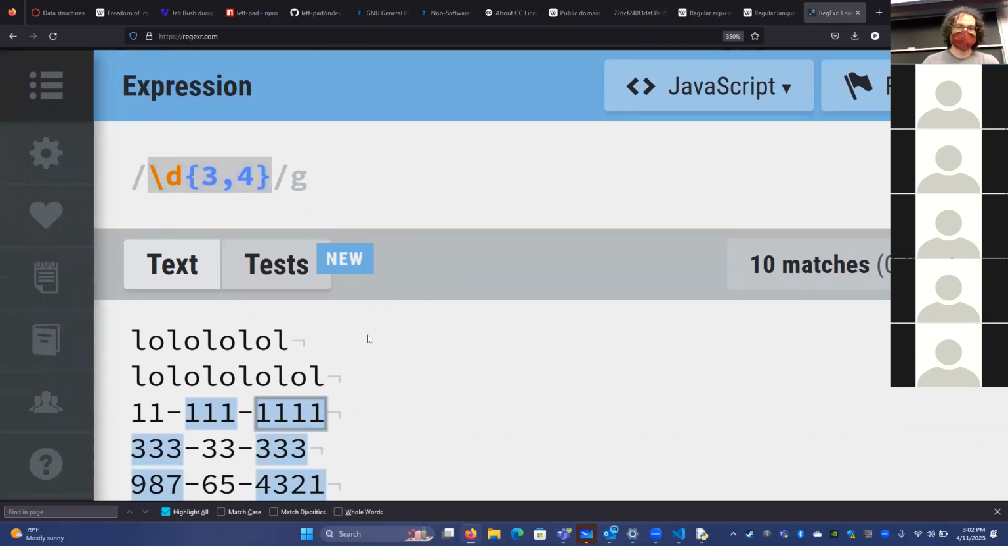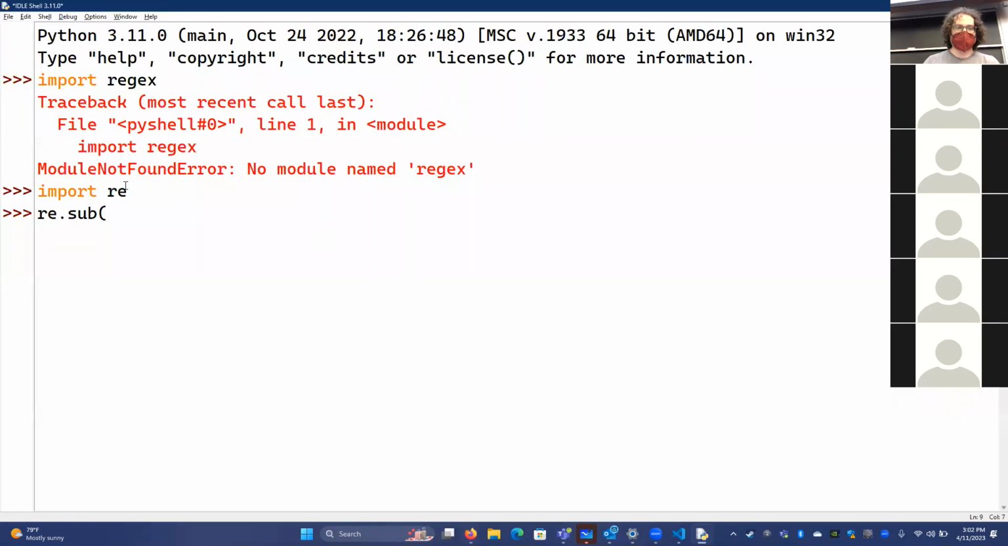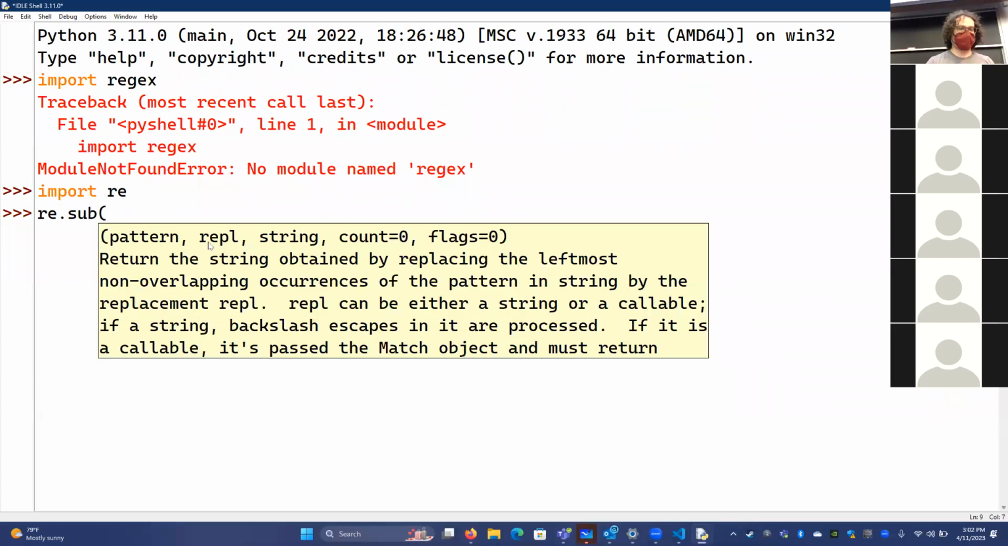Now, over here, repl is what we want to replace the pattern with. This is substitution. We look for something and replace it with something else. The string is the target. So pattern is what we're looking for, repl is what it's going to be replaced with, and string is where we're looking for it.